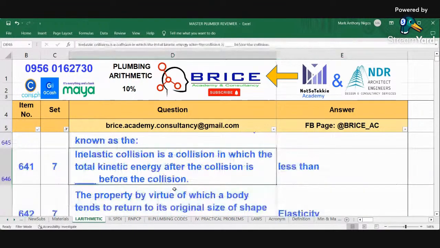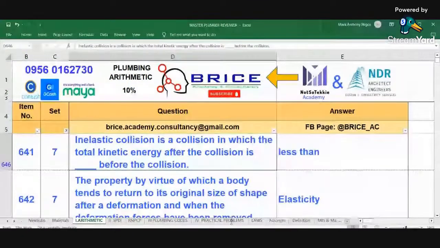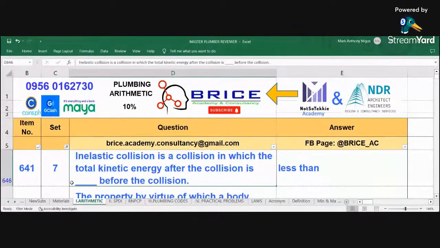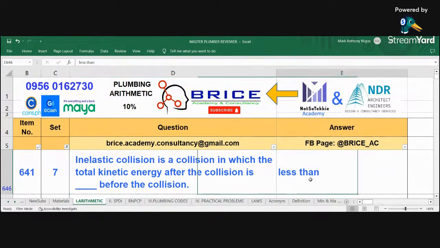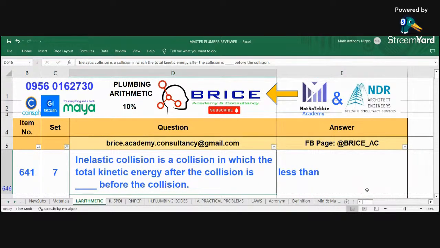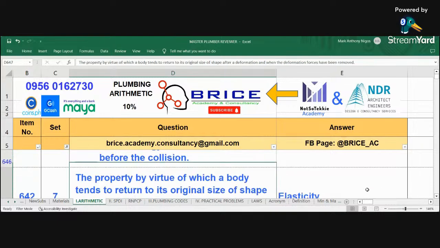641. Inelastic collision is a collision in which the total kinetic energy after collision is blank before the collision. The answer is less than. Inelastic collision is a collision in which the total kinetic energy after the collision is less than before the collision.